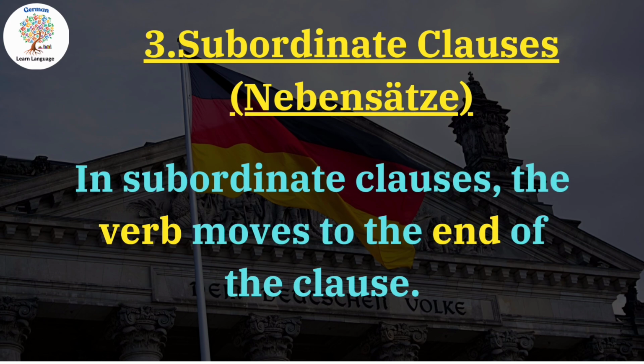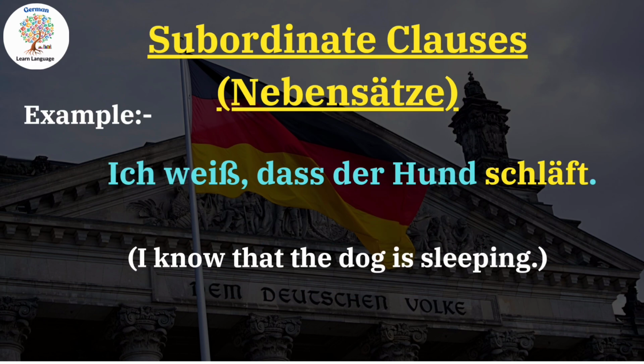Subordinate clauses. In subordinate clauses, the verb moves to the end of the clause. Example. Ich weiß, dass der Hund schläft.